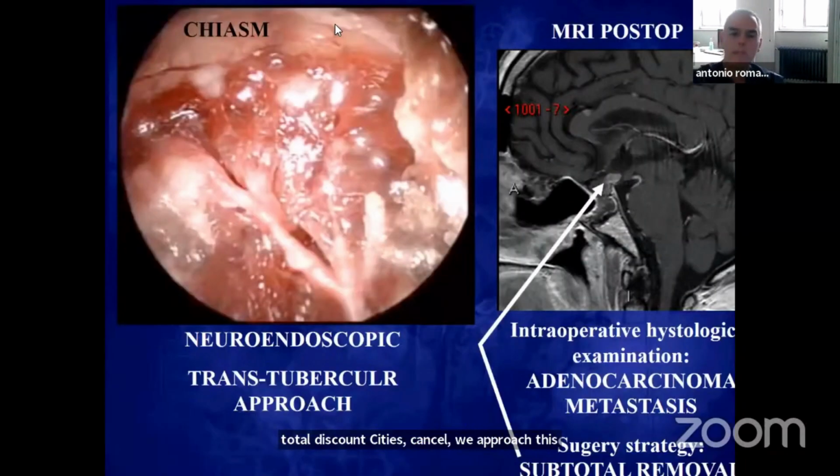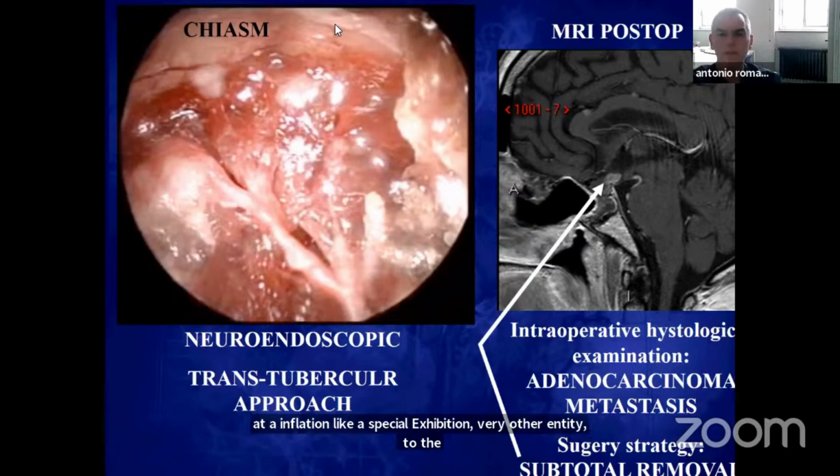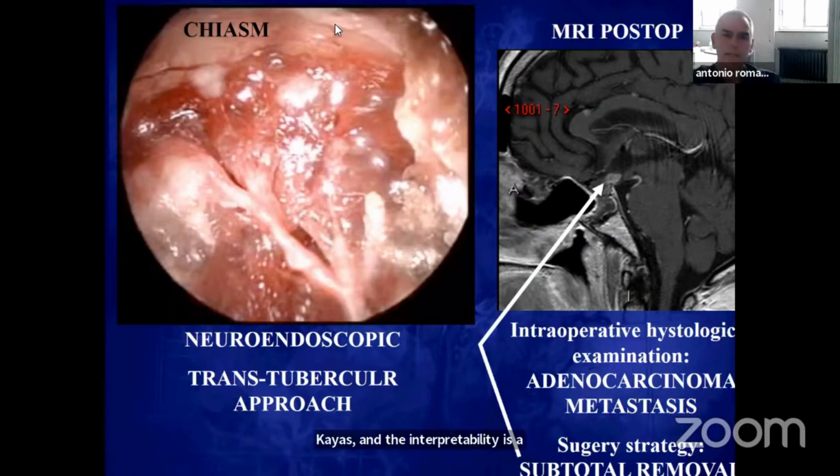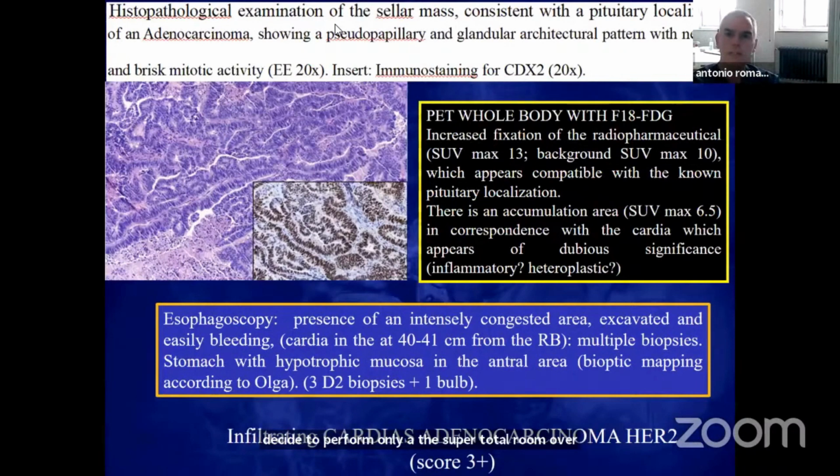We decided to perform a transtuberculum approach. At the opening, we observed a fleshy-like lesion, very adherent to the chiasm, and the intraoperative histopathologic examination revealed adenocarcinoma metastasis. So we decided to perform only a subtotal removal, leaving a cuff of lesion around the chiasm. And then the histopathologic examination showed a metastasis of the adenocarcinoma.